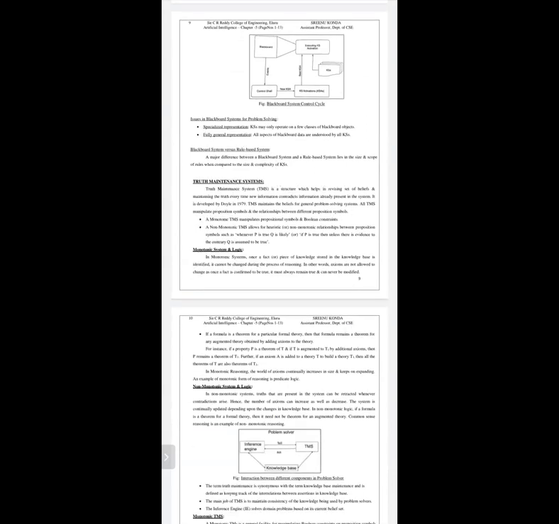So truth maintenance system, TMS, is a structure which helps in revising a set of beliefs and maintaining the truth every time new information contradicts information already present in the system. So it's a structure that helps in revising a set of beliefs. That means we have some set of beliefs and some truths. Set of beliefs means what we believe. Okay, set of beliefs and maintaining the truth every time.